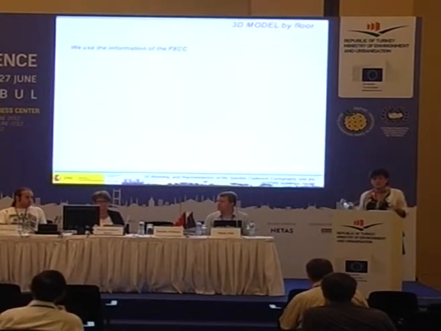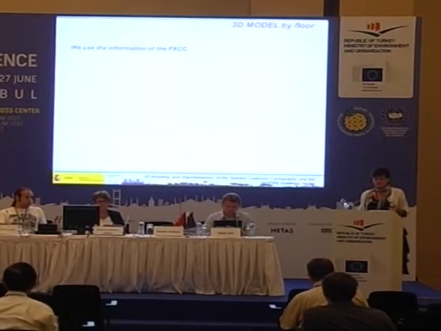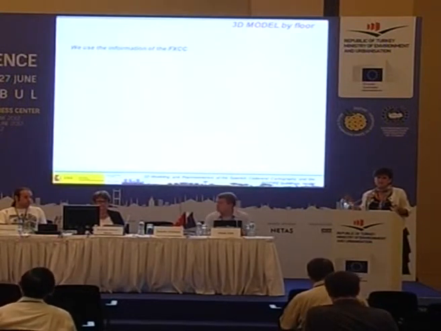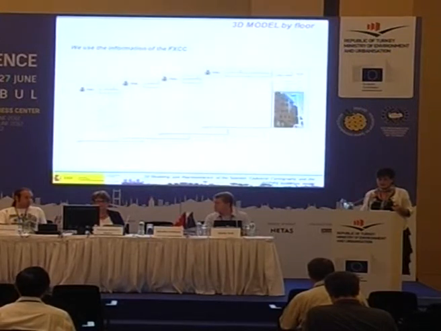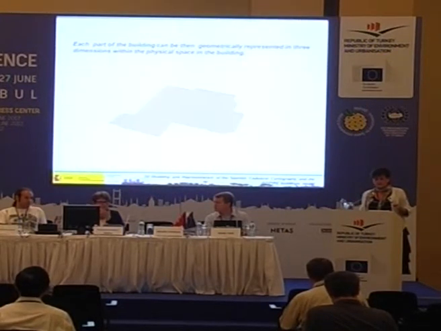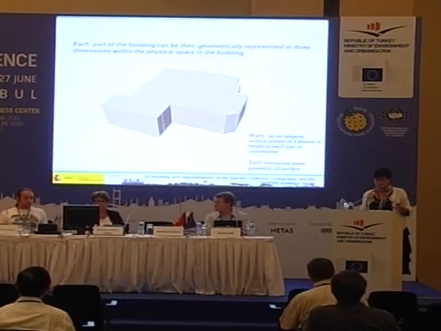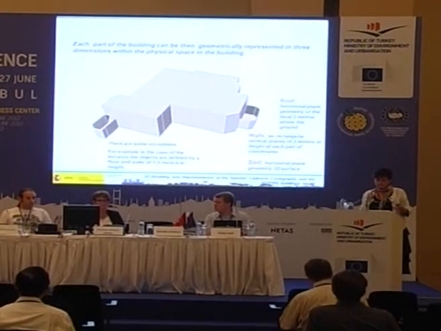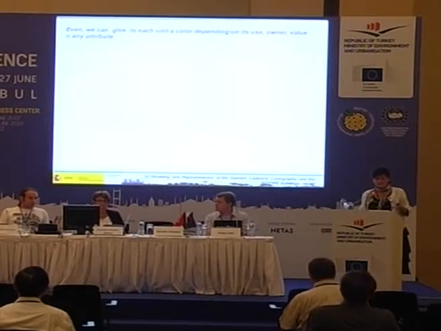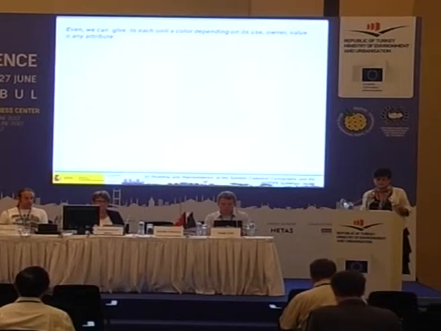If we do it the other way, using the information of this exchange model that we call FXCC, that is with every floor, how do we do it? Each part of the building can then be geometrically represented in 3D dimension with the physical space in the building. So, in this way, we can even give each unit, for example, a color depending on its use, owner, value, or any other attribute that we have.